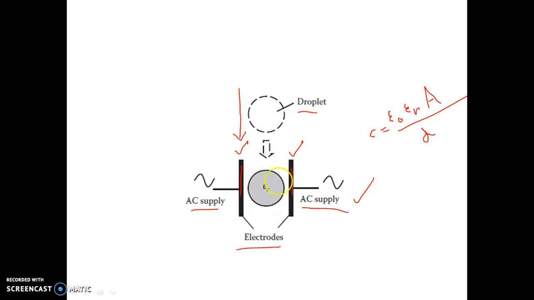If the droplet's dielectric constant, that is epsilon R, is fixed or known, and the velocity at which it is coming downward is known, then the sensor can directly relate the droplet's volume with the change in the capacitance. So this is a very important sensor in our real life.